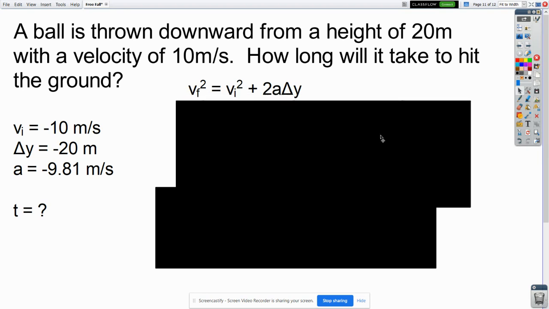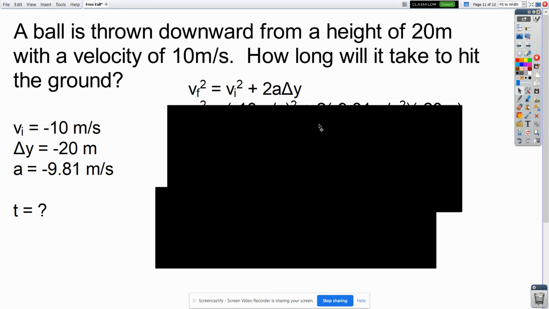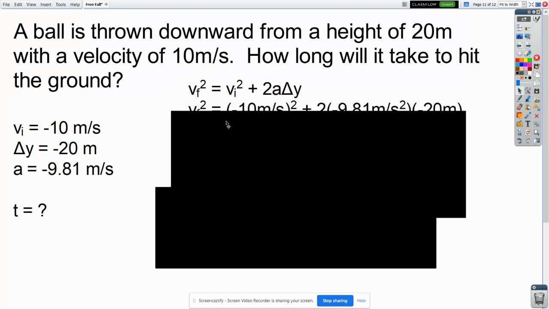Again, we aren't going to mess with delta x or delta y equals vi t plus 1/2 at squared. Not worth the time or the headache. Not when we have this equation that we can use instead. VF squared equals vi squared plus 2a delta y. We're going to use it to find VF, and then we can use one of the other equations to solve for t.